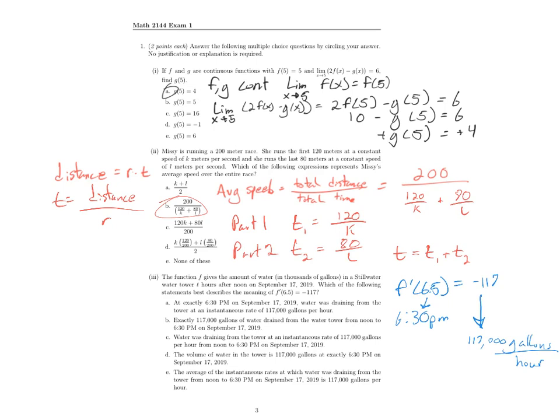So because of this, we're now going to want to look at which sentence says this. So if we read the first sentence, at exactly 6:30 p.m., so the time's right, on September 17th, water was draining from the tower at an instantaneous rate of 117,000 gallons per hour. And this makes sense, because whenever you're plugging something into your derivative, you're finding an instantaneous rate of change at that point, or at that time, or at that x value, or whatever your function represents. So the correct answer for this one is A.